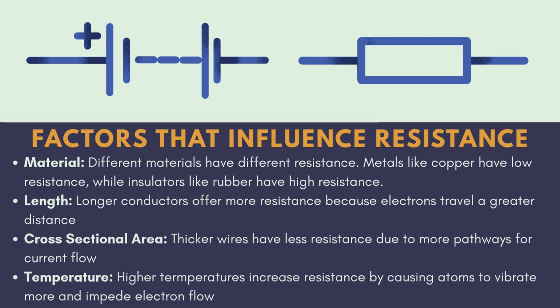There are several factors that can influence resistance. The material of the conductor matters. Metals like copper have low resistance, while rubber, for example, has high resistance. Length also plays a role. The longer the conductor, the more resistance it offers because the electrons travel a greater distance.